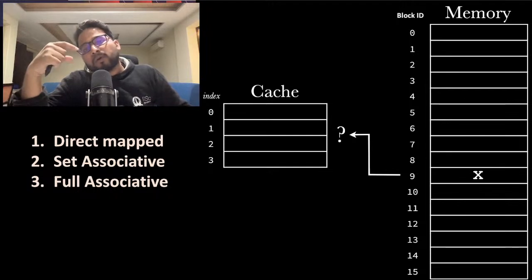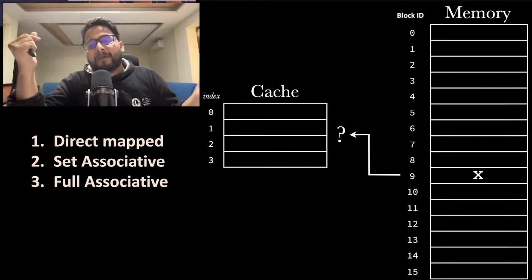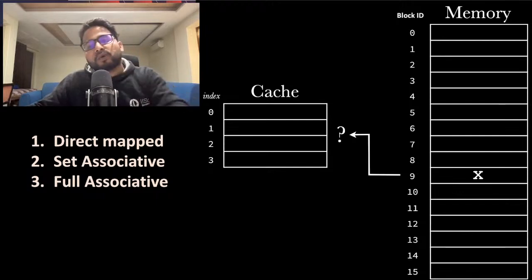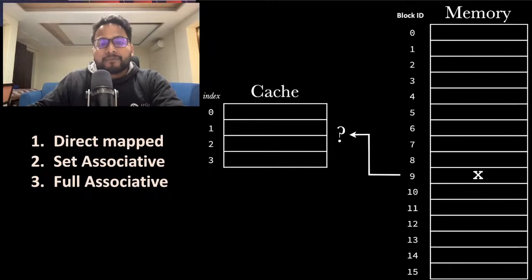Now let's suppose I want to shift block number 9. Suppose there are blocks 0 to 15. If I say 0 to 15, how many blocks will you say? It will be 16 blocks. So now suppose I want to shift block number, as you can see here, block number 9.